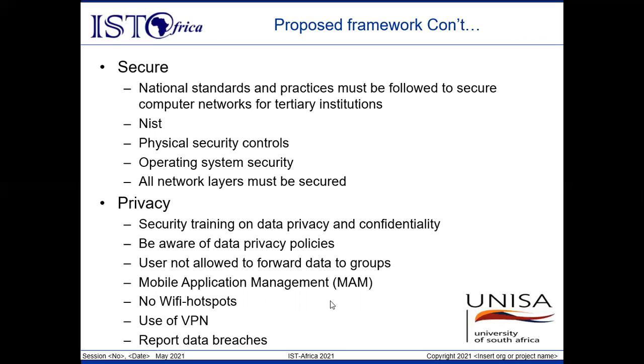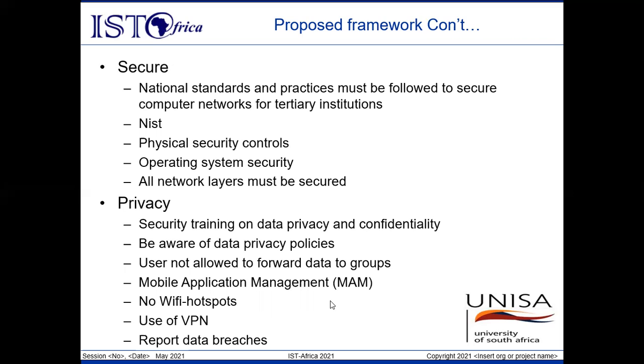ARP inspection, what else? DHCP snooping, etc. Tertiary institutions are also recommended to segment their network so that they will reduce network visibility. Here, maybe they can configure what we call VLANs. Access control lists can also be used to segment your network.